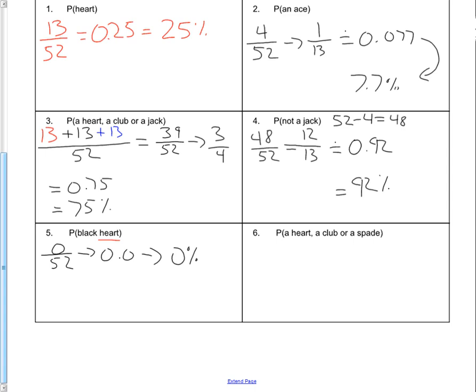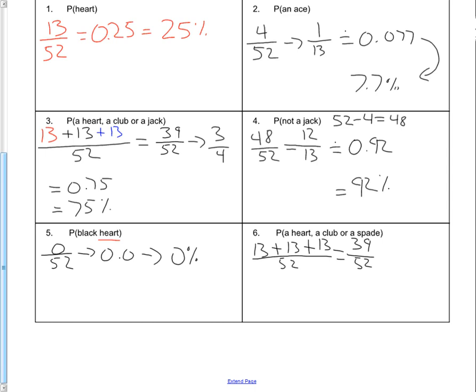So let's take a look at question number 6. What is the probability of pulling out a heart, a club, or a spade? It doesn't matter which of the three it is. In this particular question, it's actually very similar to question number 3. And so we know that there are 13 hearts, 13 clubs, and 13 spades, all of that out of 52. That means that a total of 39 out of 52 cards are either a heart, a club, or a spade.